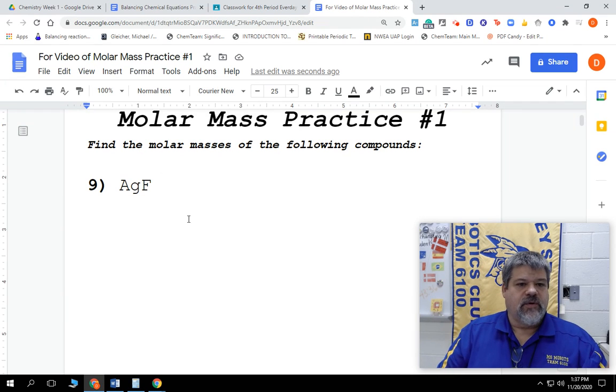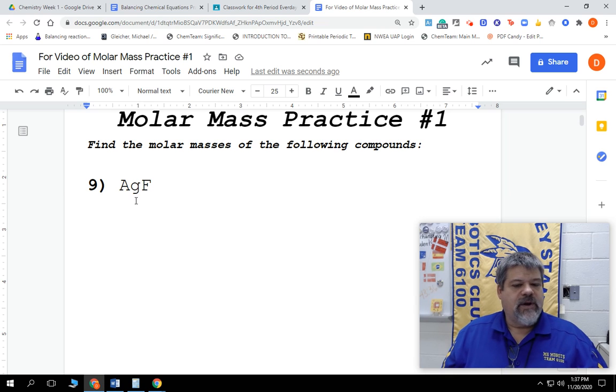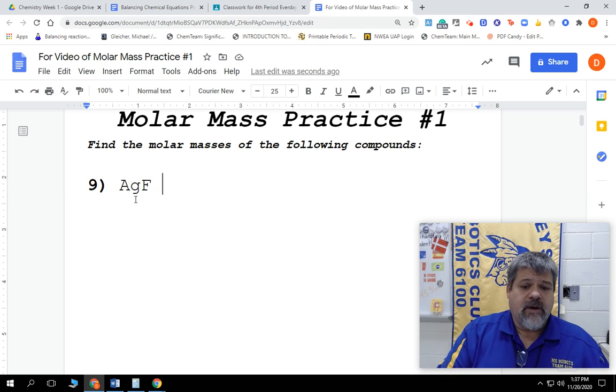Hey guys, welcome to the explanation of Molar Mass Practice Sheet number 1, problem number 9. So we have these two elements right here, AgF. We know that it is a binary compound, but is it a type 1 or type 2? Because we're going to go ahead and name it first.